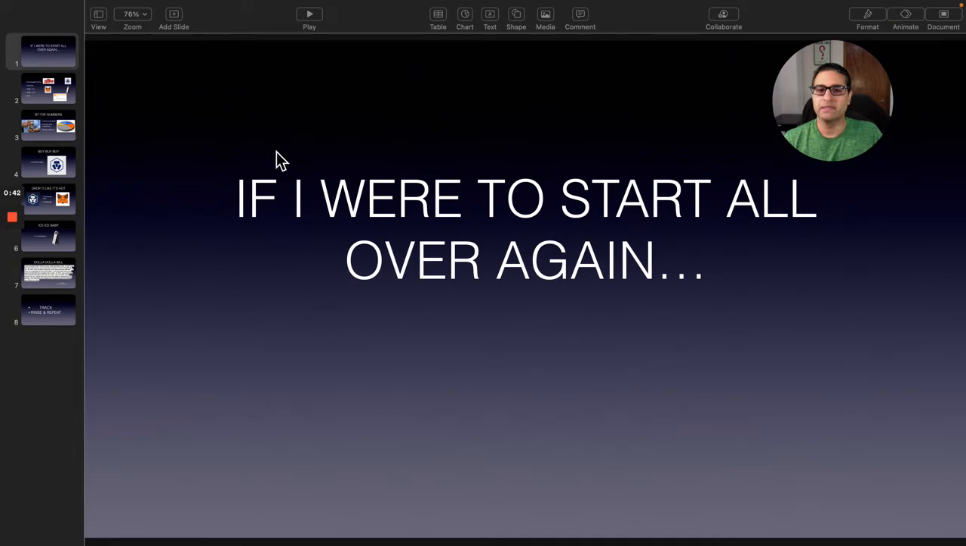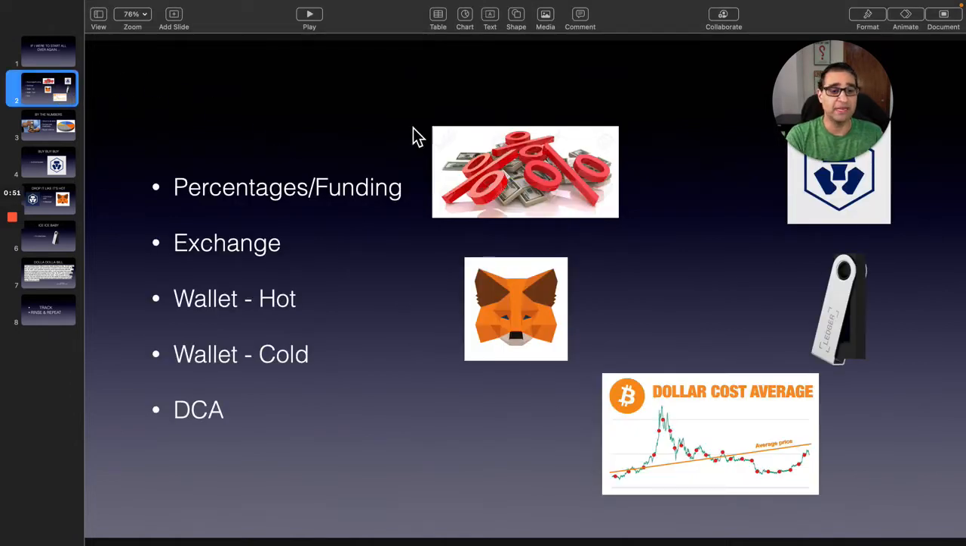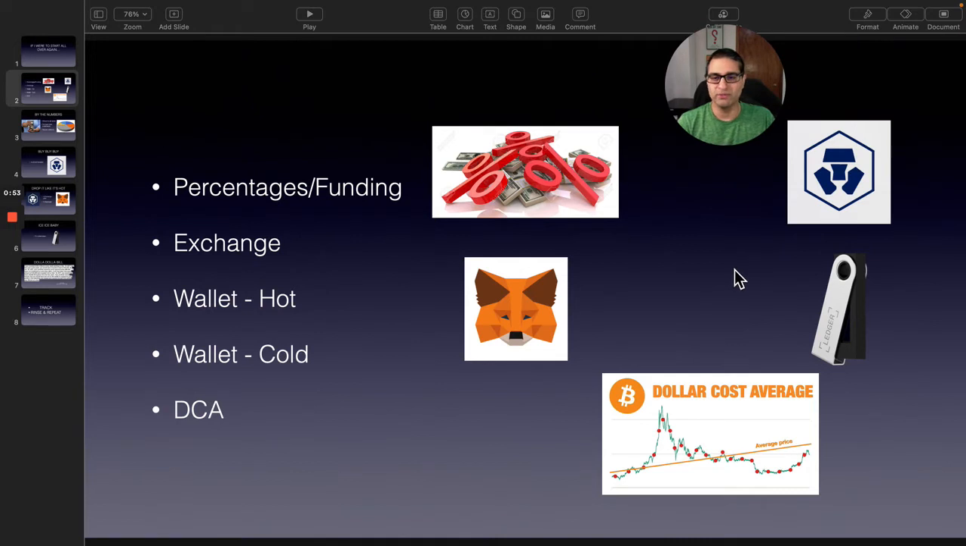All right. Okay, so if I were to start all over again. Now, this isn't going back with the knowledge that I have. It's literally as if I'm trying to jump in and I have no idea what I'm doing. Okay? So I want to go over 5 things here: percentages, funding, exchange, wallets, hot and cold, and something called DCA, which is dollar cost averaging. Those are the 5 things that I want to highlight.